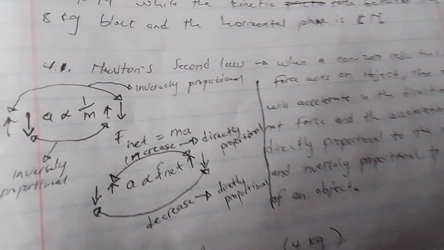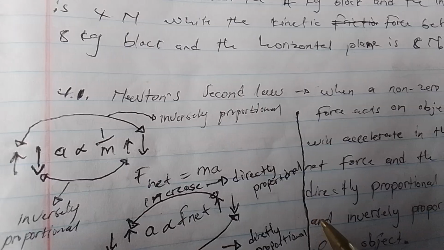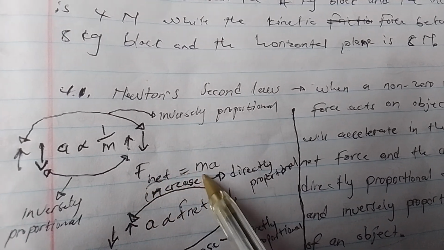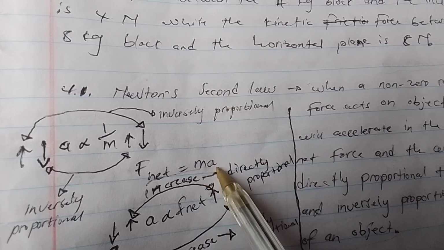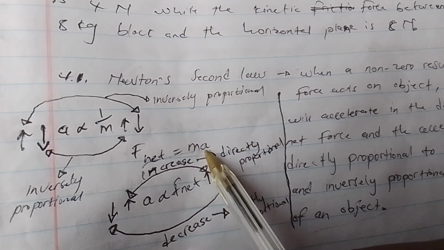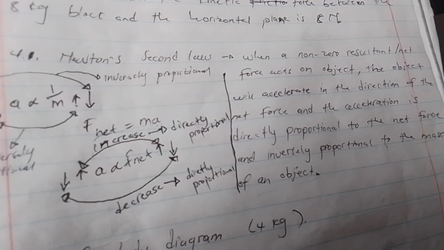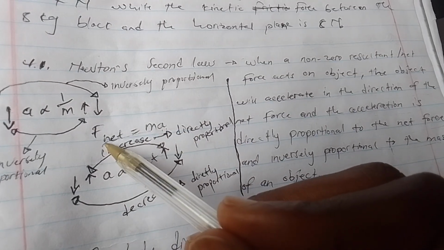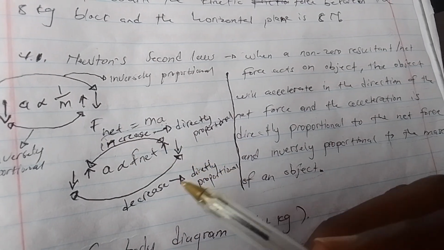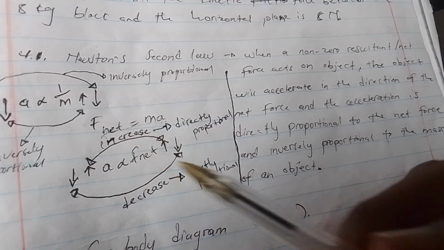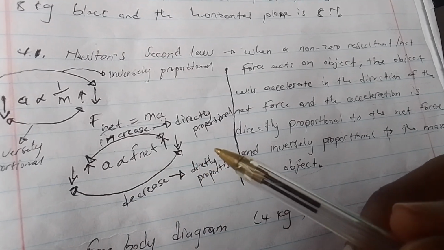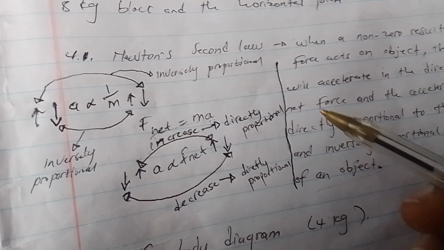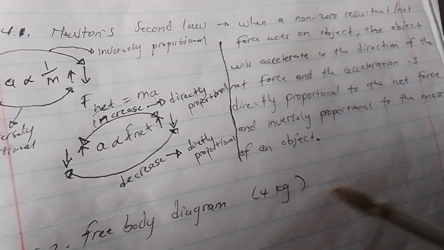So this definition basically tells us about this formula: F net equals m multiplied by a, which is mass multiplied by acceleration. When it says our acceleration is directly proportional to our net force, it basically means that when our acceleration increases, our F net also increases, and when our acceleration decreases, our F net also decreases. Do you understand it?